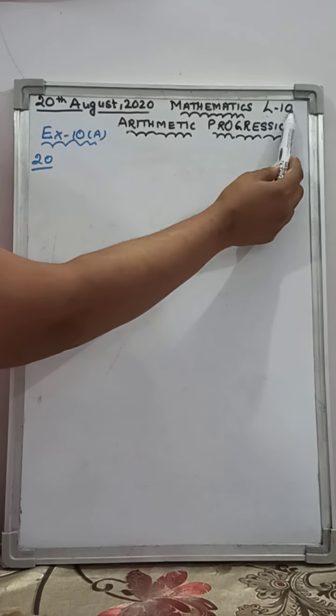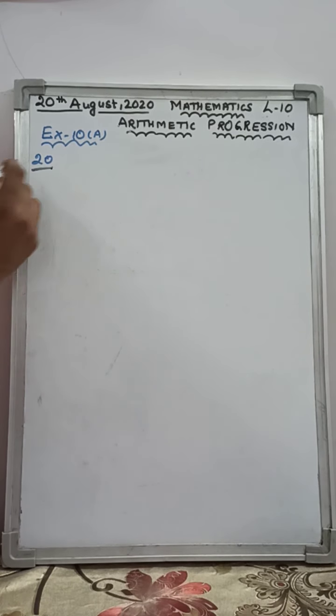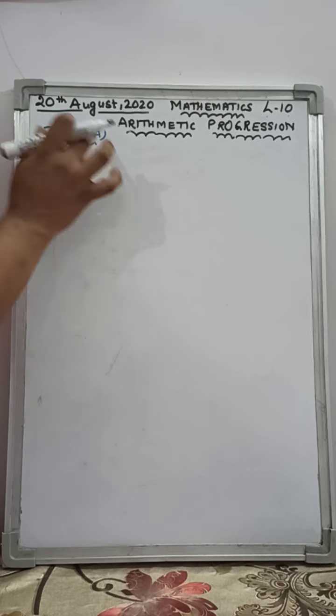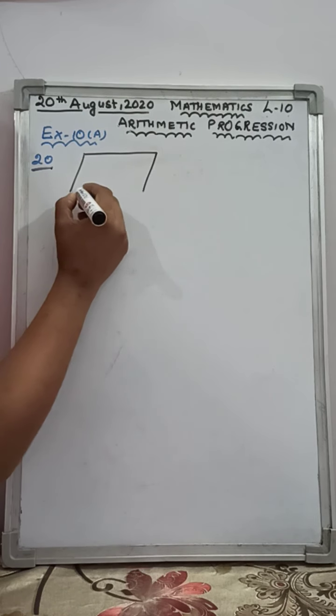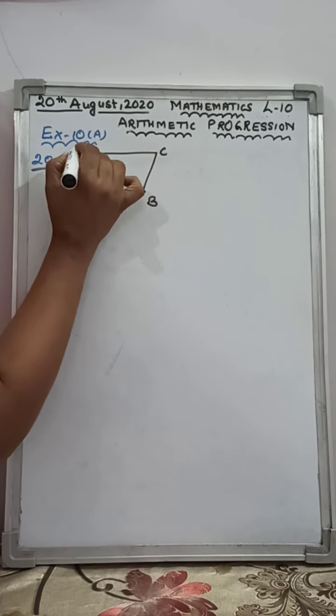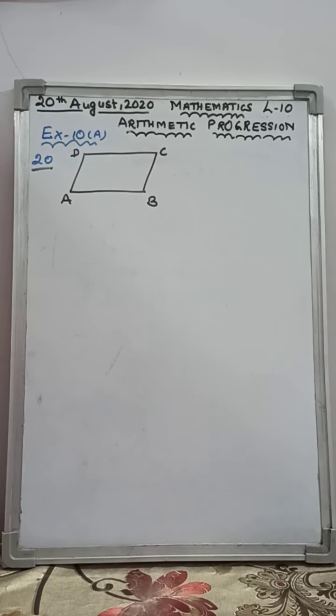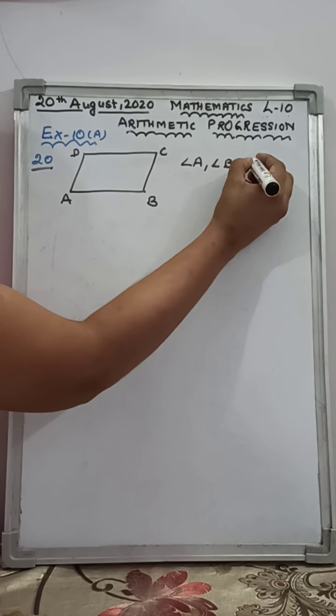I will continue with lesson 10, arithmetic progression. I will take question number 20 of exercise 10A. Now the question says that the angles of a quadrilateral are in AP. So this is your quadrilateral, four side figure. Angle A, B, C, D are in AP. So these four angles are in AP.